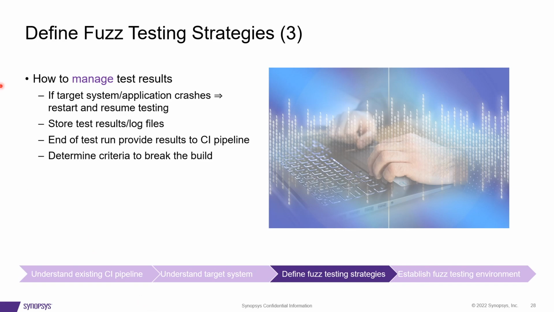Finally, we need to discuss how to manage the test results. For example, if the target application crashes, we need to be able to restart and resume testing. We need to define how to store the test results in the log files, as well as at the end of the test run, be able to provide those results back to the CI pipeline and have some criteria where we can then determine whether we should break the build or not.